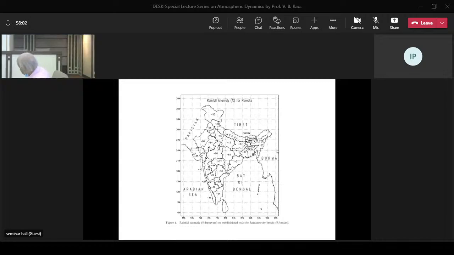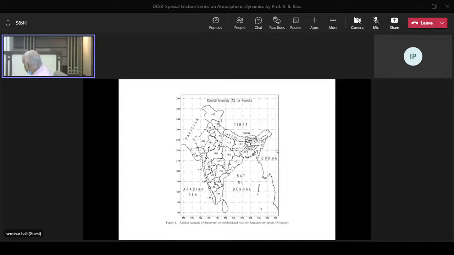So what is a break monsoon? How is it caused? And another very important thing, how does it revive? How fast does it revive? Is it fast or slow? The slower the revival of the break, the lower will be the mean rainfall. So, what causes the break and what causes the revival? These are some of the theoretical questions. This I investigated a long time back.